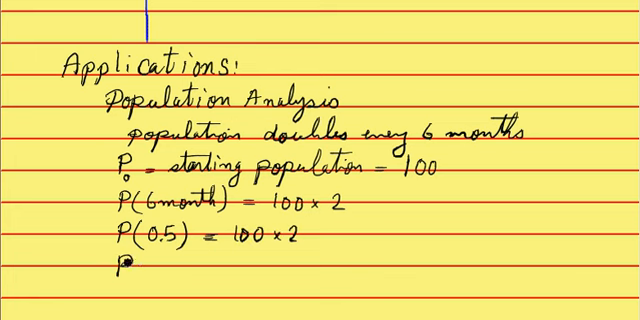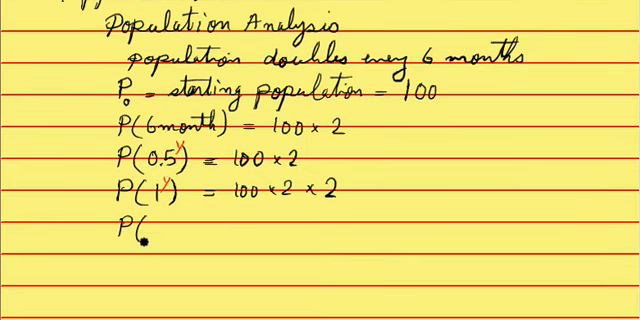Well, what's the population if I wait 1 year? 1 year means, so these are measured in units of years, and we typically don't write the unit. Well, it's going to double again, is that right? It was 100 times 2, and then times 2 again. Now, what if I wait 1.5 years? 18 months. So whatever I had is going to double again.